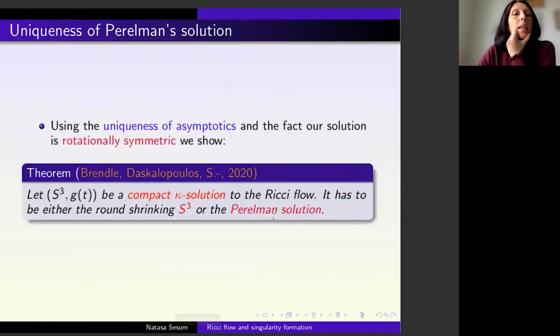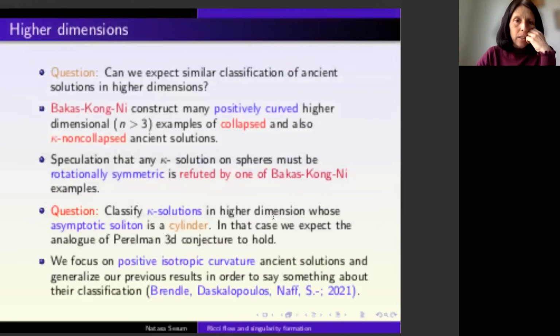Now, by using this uniqueness of asymptotics and the fact that we know now that our solution is rotationally symmetric, we can show the following theorem, which we did together with Brendle and Daskalopoulos a little later. If (S3, g(t)) is a compact kappa solution to the Ricci flow, it has to be either S3 or the Perelman's solution. So we indeed verify Perelman's conjecture, that you can have only those candidates as ancient kappa solutions.